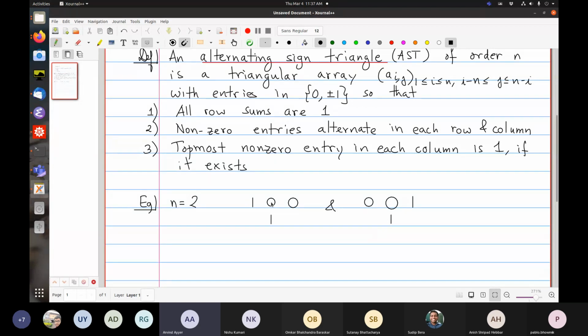So they are sort of unlike the triangle that Dave Robbins constructed to enumerate the ASMs.